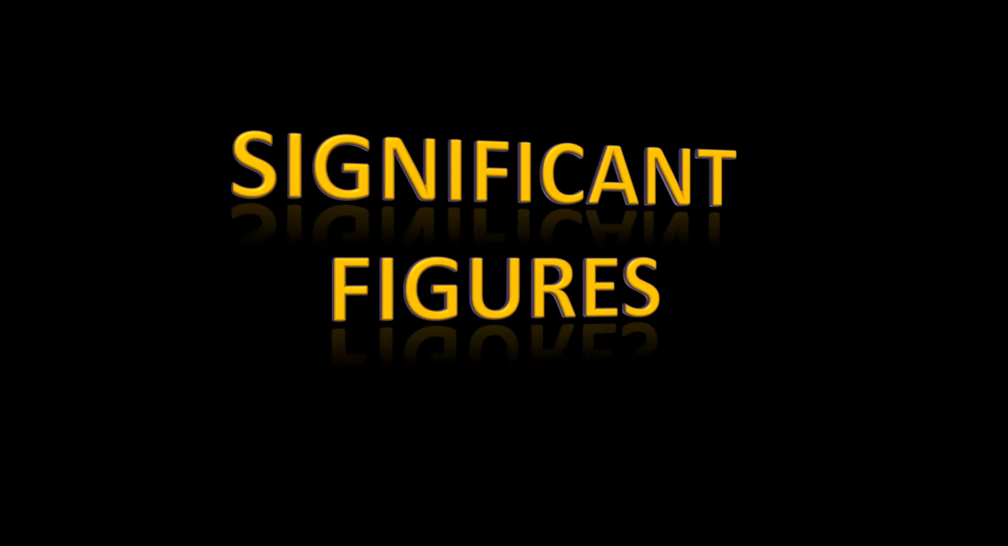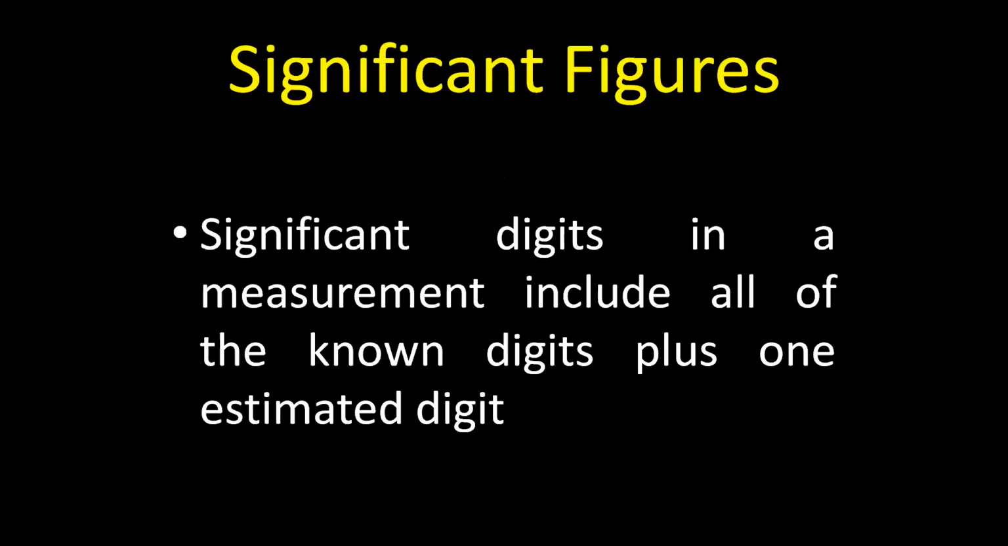Let's see what is the meaning of significant figures. Significant figures are nothing but the digits in a measurement which include all of the certain digits plus one estimated digit. That is, while taking a measurement, all the digits you might not be able to measure accurately, there will be a last digit which you may have to assume. Let's look into an example, then this concept will become clear.